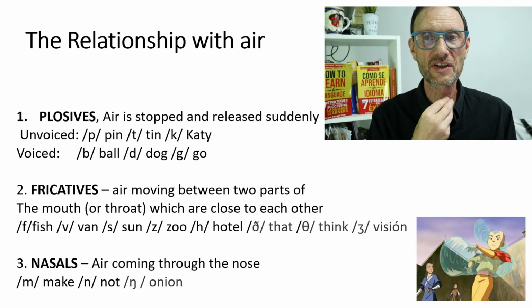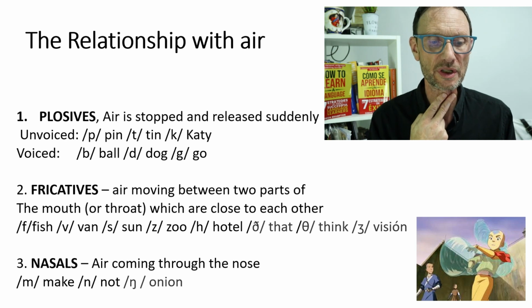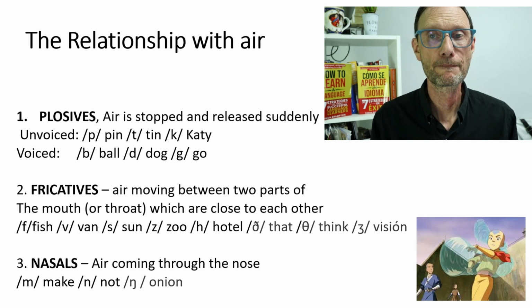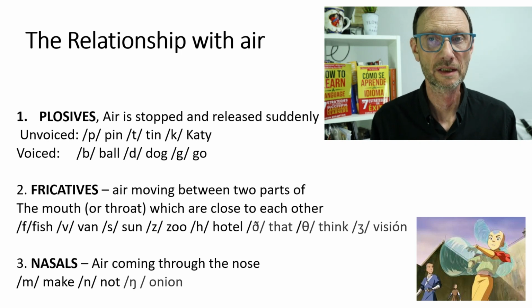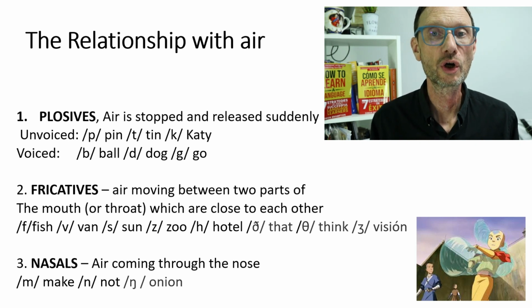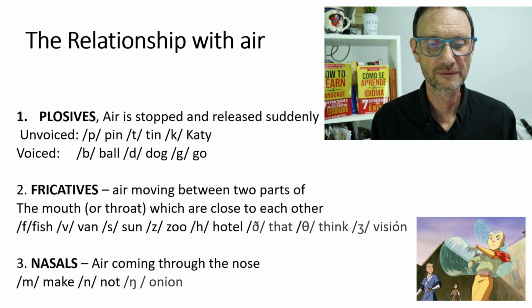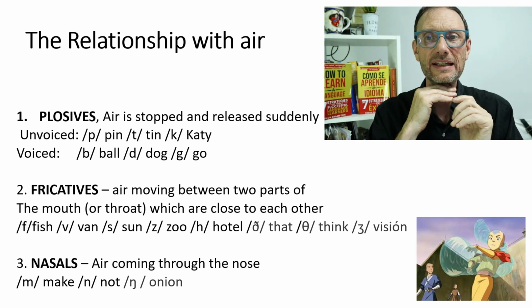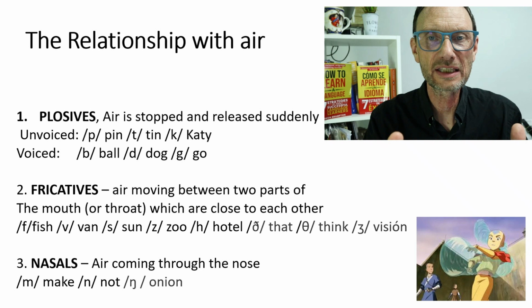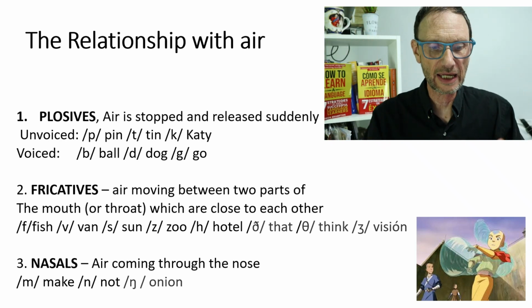Let's do the voiced. This time the sound comes from your throat. For example, b, ball, d, dog, g, go. So all plosive where the air is stopped and then leaves your mouth, like that.